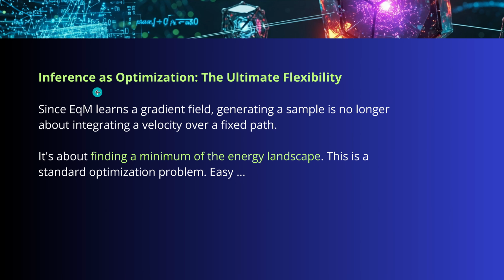Because inference is now a simple optimization problem that we know exactly how to solve. We have now the ultimate flexibility. Since EQM learns a gradient field, generating a sample is no longer about integrating a velocity over a fixed path like we do today. It is simply about finding a minimum of the energy landscape. And this is a standard optimization problem.